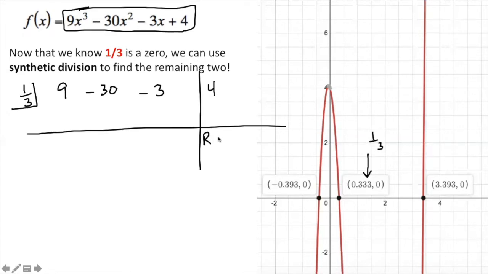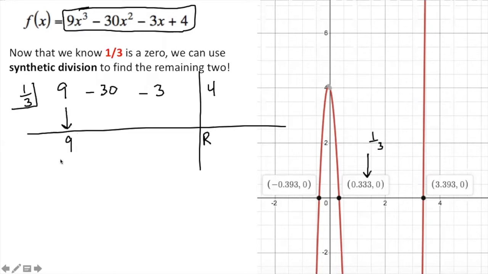If I don't get a remainder of 0, it means two things. It means you either did not divide by a 0 of the function, or you made an arithmetic mistake somewhere. So carrying on, this is how you do the synthetic division. You take your leading coefficient, which is 9, and you drop it down into your answer line.